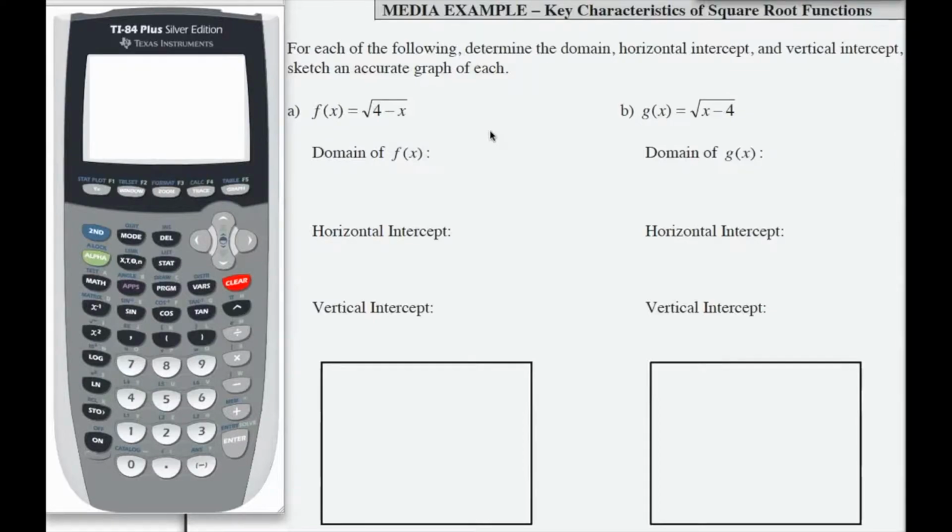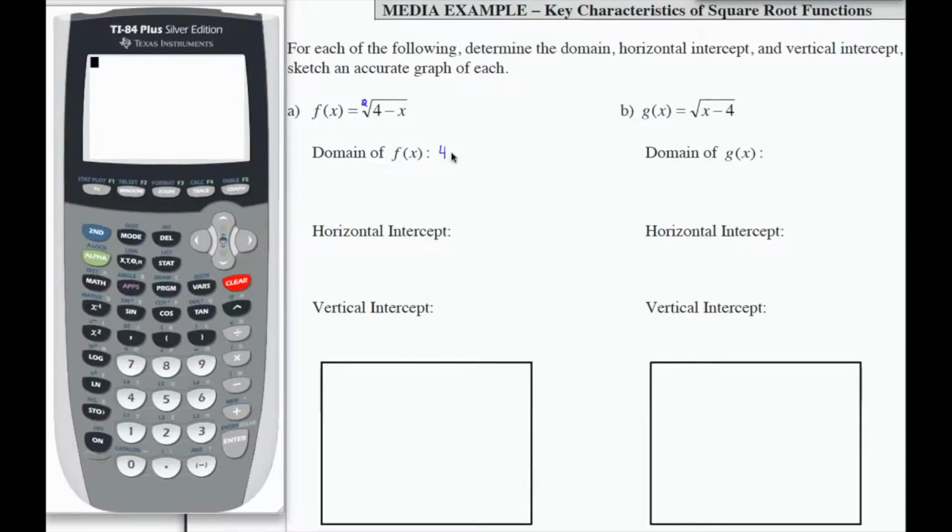We're asked, for each of the given functions, to determine the domain, horizontal intercept, vertical intercept, and then sketch an accurate graph. If you look at our first function, f of x equals the square root of 4 minus x. Remember there's a 2 here. This is a square root function. Because it is an even root function, I must have only positive numbers or 0 underneath the radical.